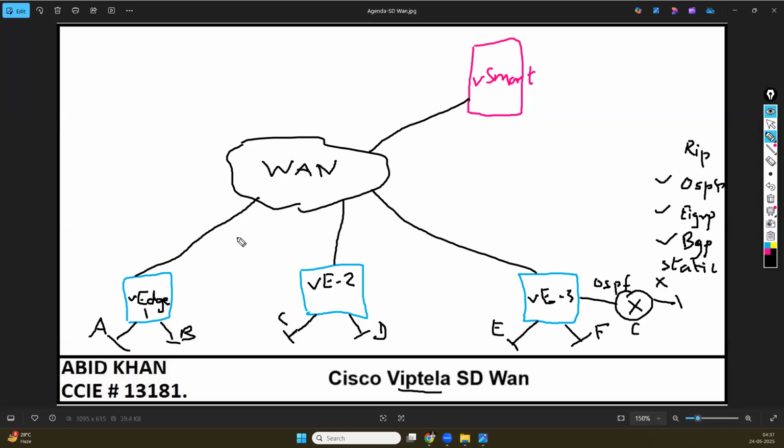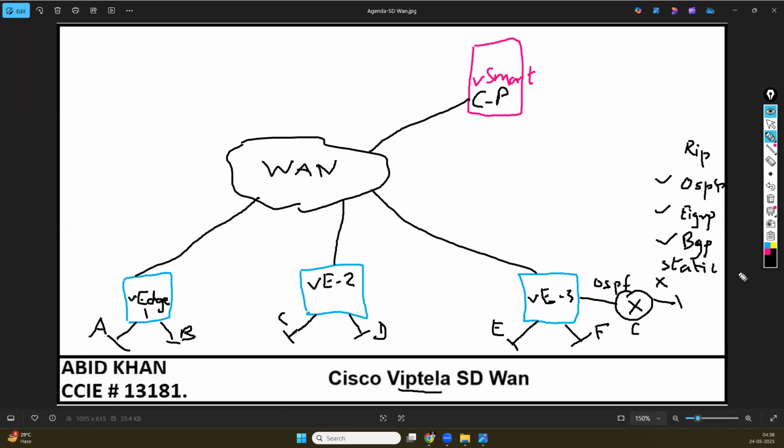So what will happen? They have to send these routes to vSmart, and then vSmart will propagate them to the other locations. Let's say WAN edge 1 wants to inform vSmart. You have to consider that vSmart is also a router at this stage, because it has the centralized control plane. So how will vSmart learn? How will WAN edge 1 send these routes to this vSmart?